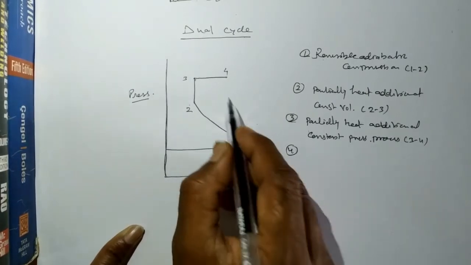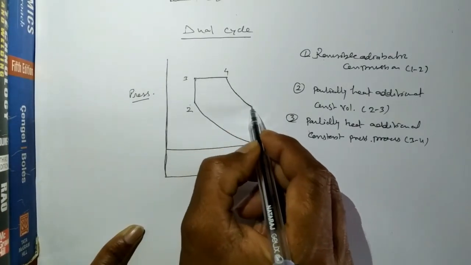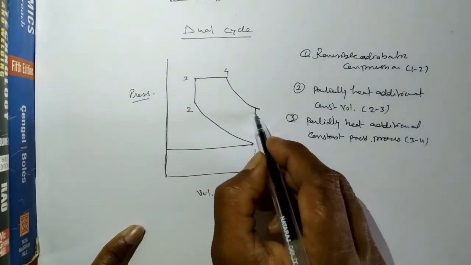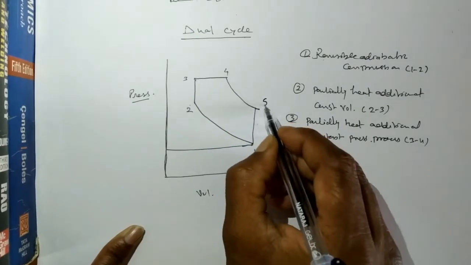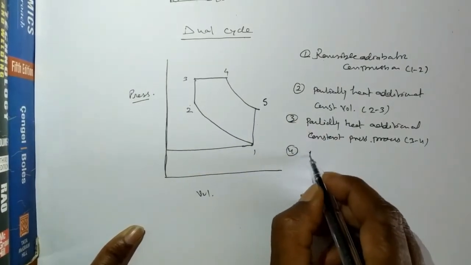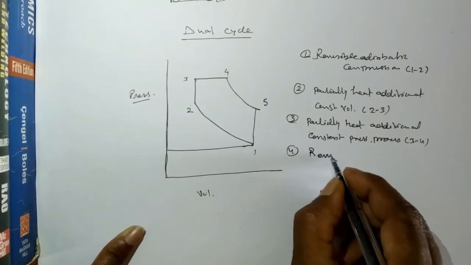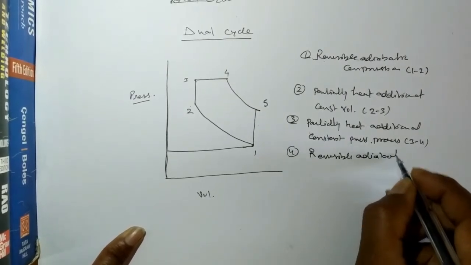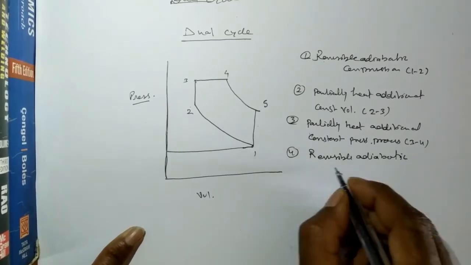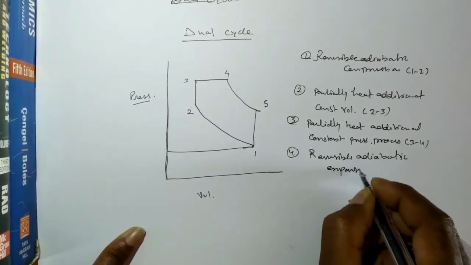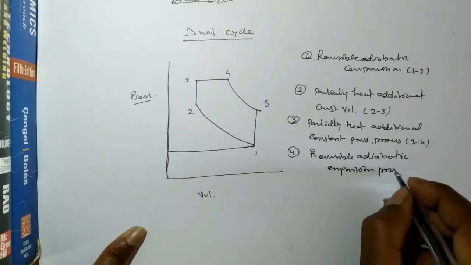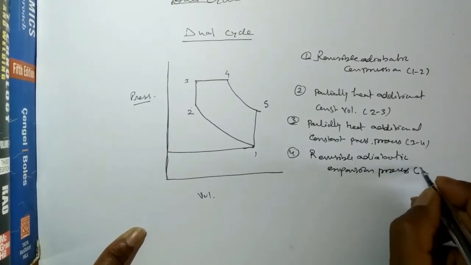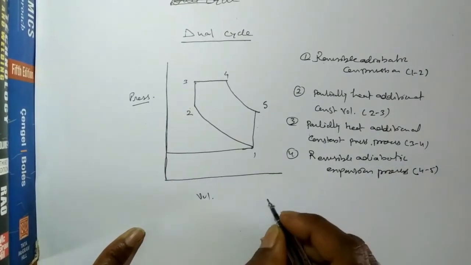And fourth process, a reversible adiabatic expansion process, that is 4 to 5.